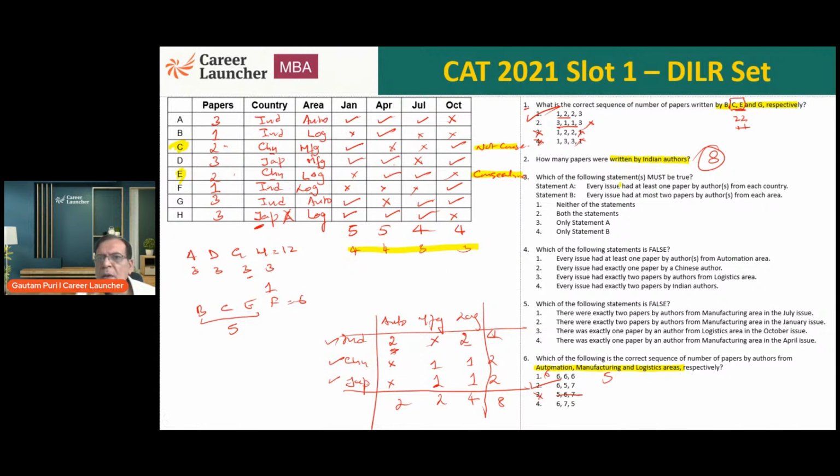Which of the following statements must be true? Statement A, every issue had at least one paper from each country. Statement B, at most 2 papers by authors from each area. Okay. Each area authors is also what we need. Okay, let's do one thing. What is next? Well, let me look at question number 4 also. One paper authors, different author, Chinese. Okay. So everything is there. Manufacturing. Okay. So very quickly, let me just do one more thing.